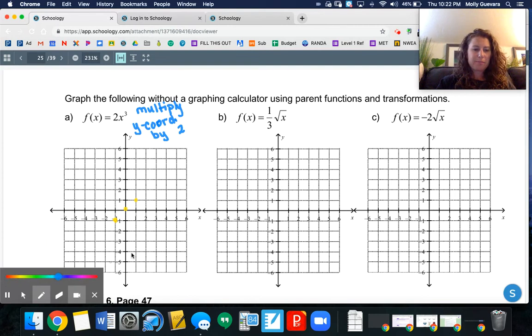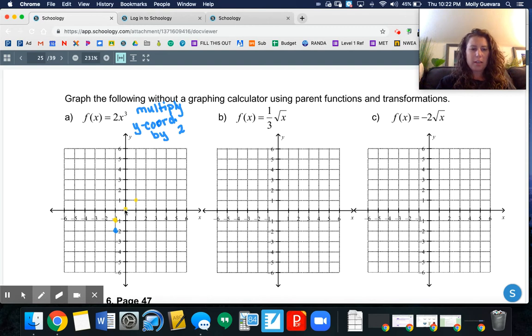Since I have a scale factor of 2, that means that each y coordinate is going to get multiplied by 2. So here at -1, my y coordinate is -1. Well, -1 times 2 is -2. So this is actually the point I'm looking at.